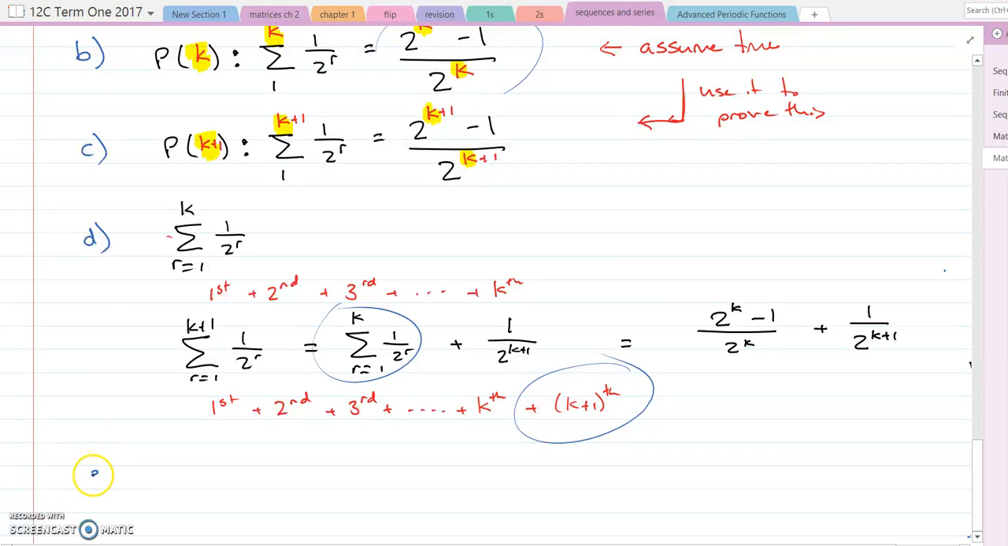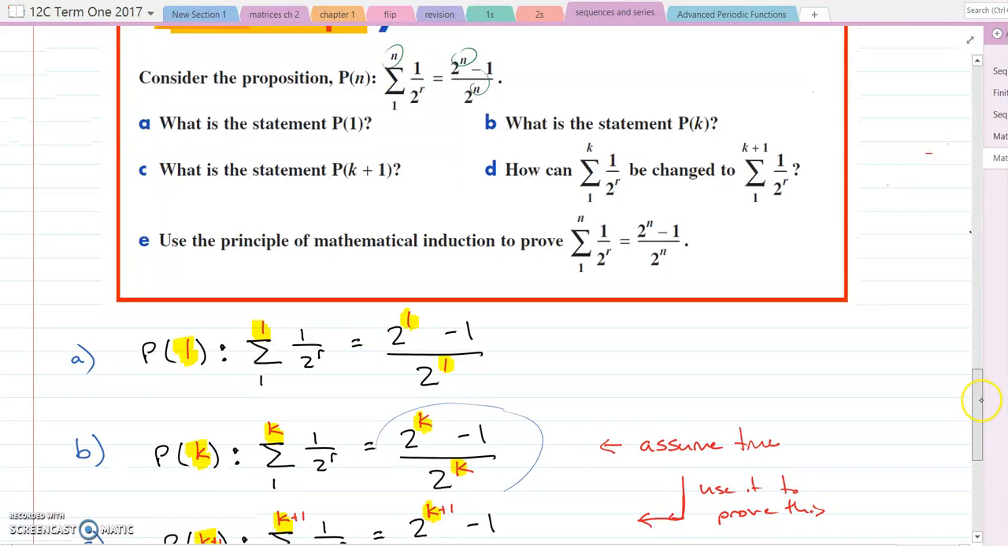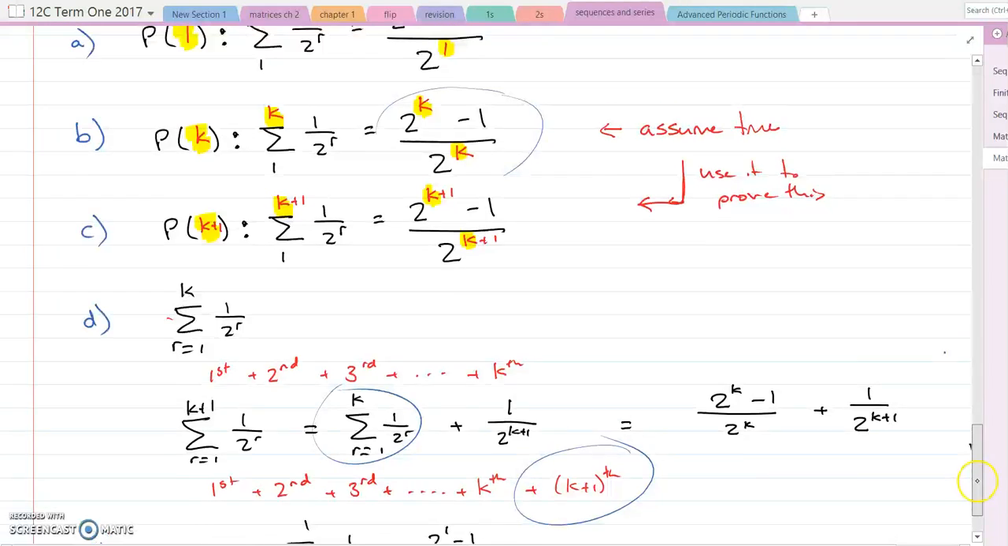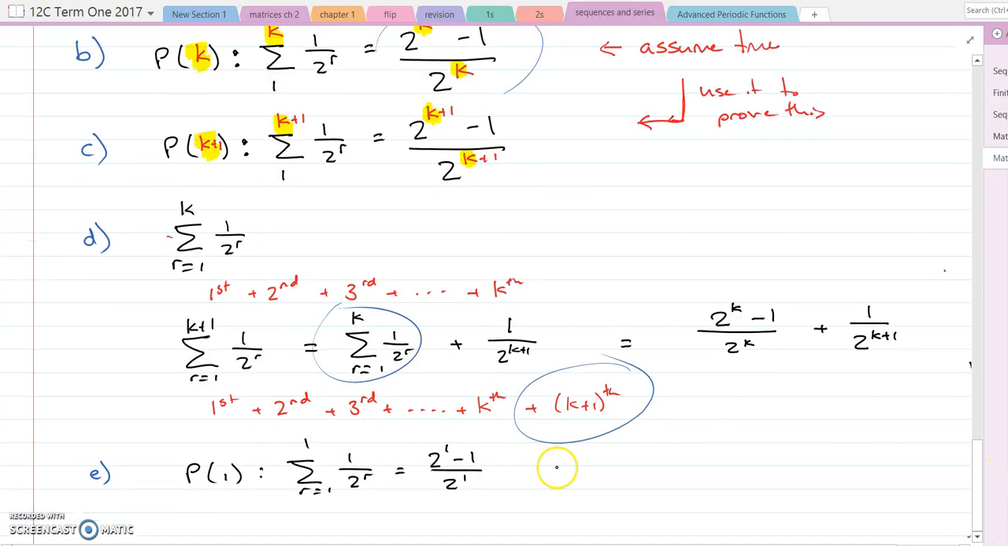Alright, so for part E, now comes the proof. Use the principle of mathematical induction to prove that the original statement is true. Okay, so P1 must be true. So is the sum for r equals 1 to 1 of 1 over 2 to the r equal to 2 to the 1 minus 1 over 2 to the 1? That's basically part A. Is this true? Well, you can easily check. On the left side, it's just a sum of one number, 1 over 2 to the 1. And that equals 2 minus 1 over 2. And that is true, a half equals a half. Okay? So true. So we've proved the first part of the mathematical induction.